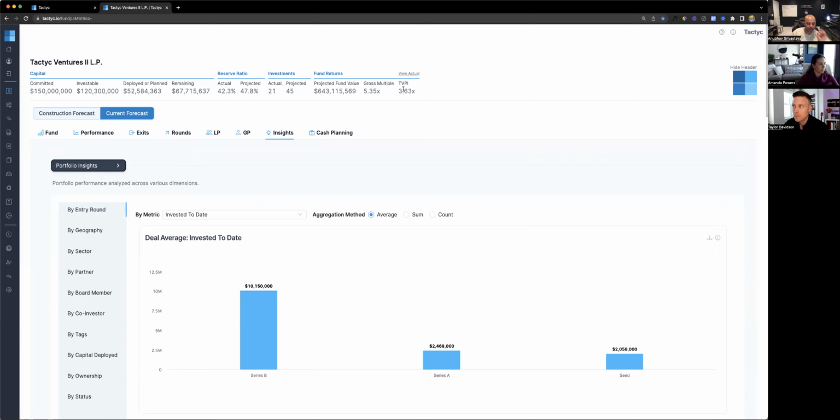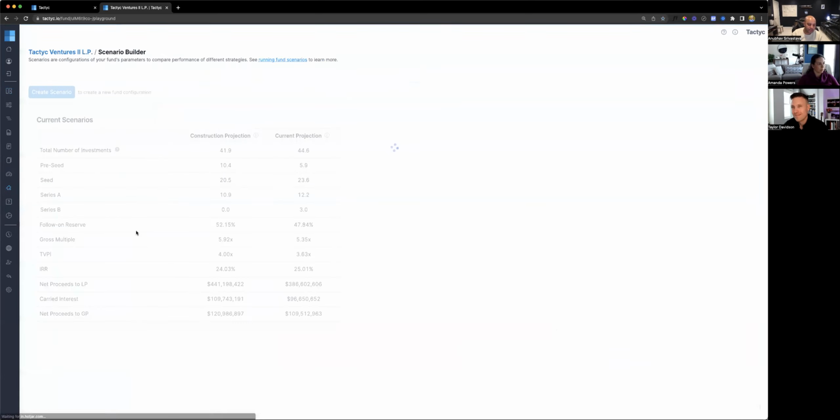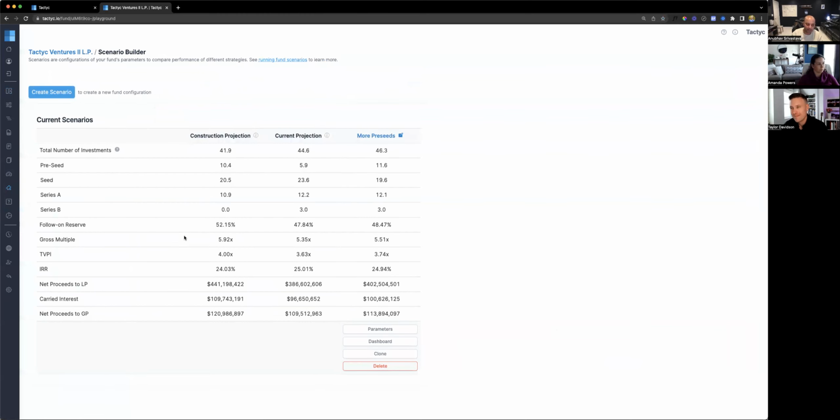Now, this is, of course, just a guideline. This is not saying that you're actually going to get to 3.6x, but the point is that your actual deals are now expected to slightly underperform compared to what you thought they were going to be. How do I get back on track? That's a very difficult question to answer, obviously, because there are multiple variables you can pull. It's a multivariate problem. One of the things we enable you to do is to build different scenarios on how you expect to use your remaining capital.